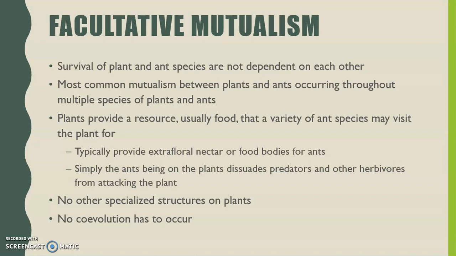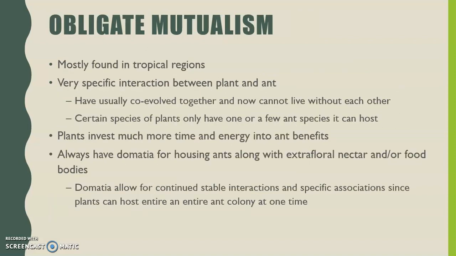Typically, this is in the form of extrafloral nectar or food bodies for ants. And also the benefit for the plant is simply the ants being on the plant dissuades predators and other herbivores from attacking the plant. There are no other specialized structures on the plants in this, so no domatia, and no coevolution has occurred between the plants and the ants.